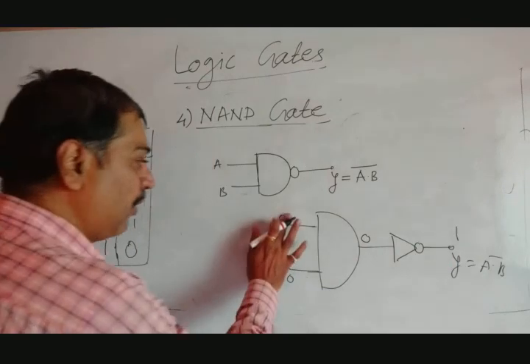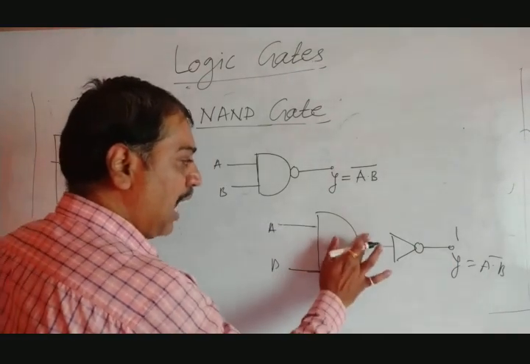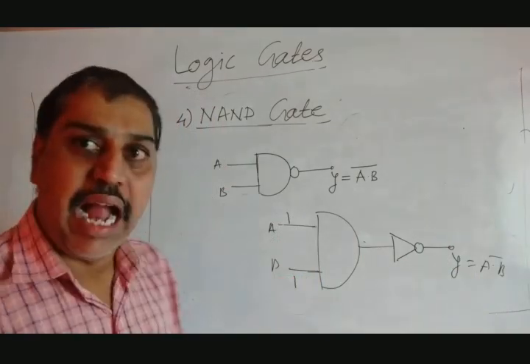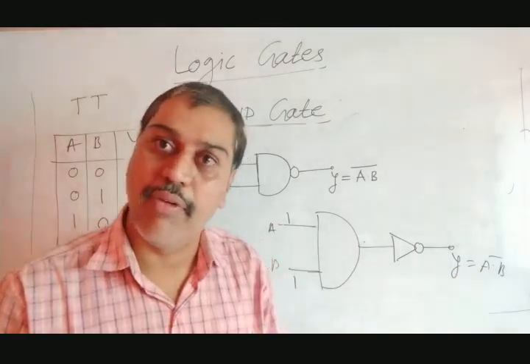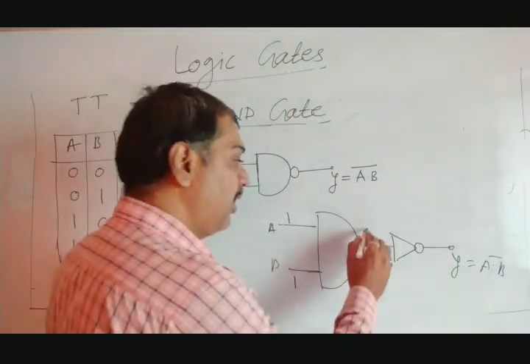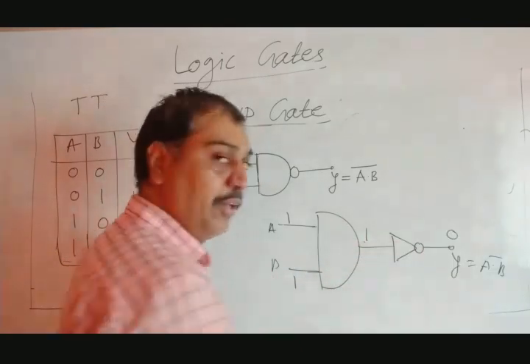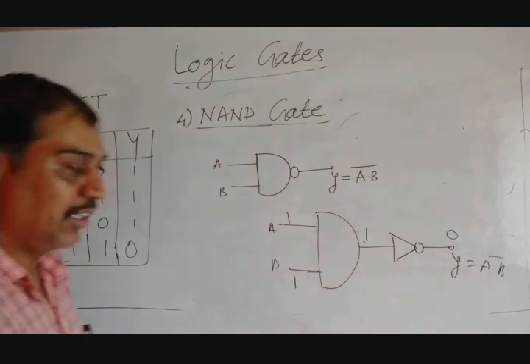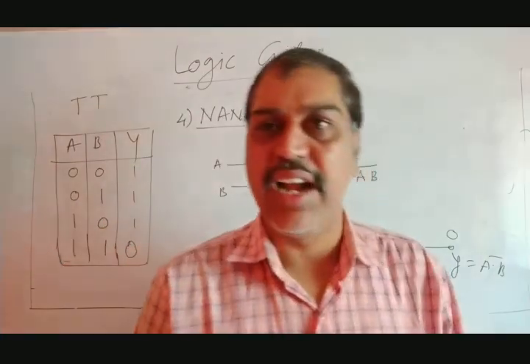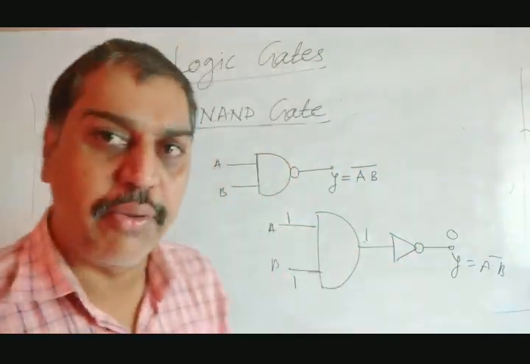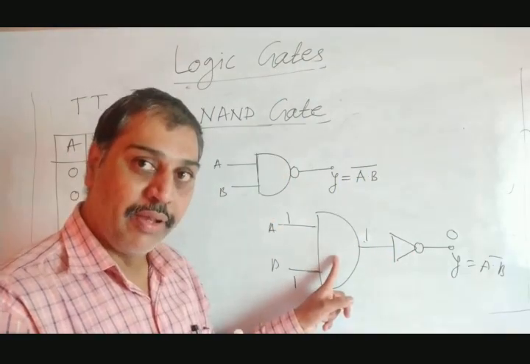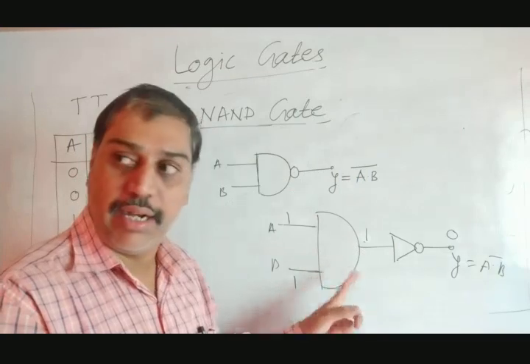Let's apply the condition 1, 1 here. What will occur? The last condition we will apply. Here it is 1, here it is 1. AND gate gives the output high when both the inputs are high. So it is 1. Inversion, it is 0. So 1, 1, it is 0. In this fashion it will work. So remember what I tried to explain: the NAND gate can be represented like this also.